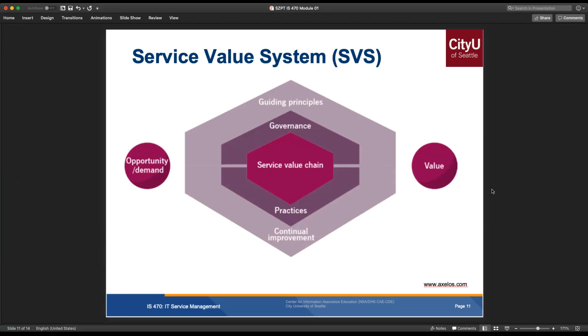And there is what they call the service value system, right? Where there's opportunity and demand, and you basically have this service value chain, and outside there's governance and practices and guiding principles for continual improvement, and you keep iterating over that, so the demand and the value has some link, right? Again, we'll be touching this more on later chapters.